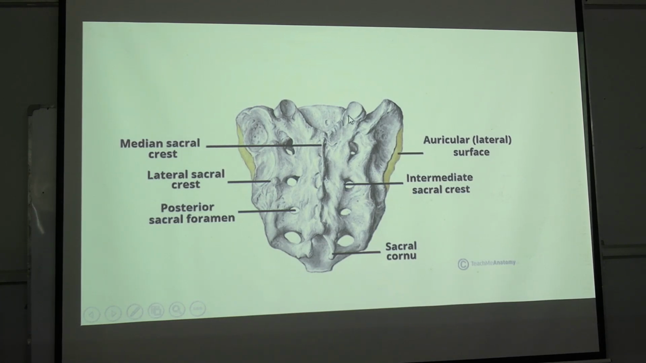Then we have the articular facets. The superior and inferior articular facets, as well as the lamina, are united to give rise to the intermediate sacral crest. And then we have the lateral sacral crest, which is formed by the fusion of the transverse processes of the spine.